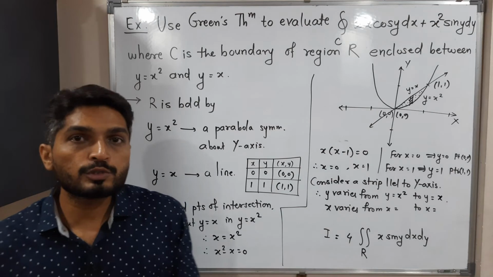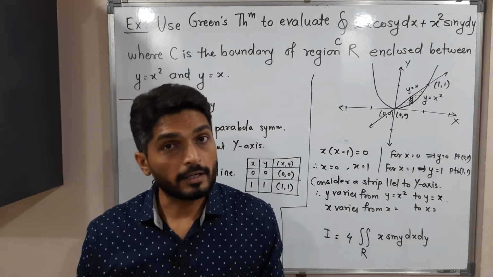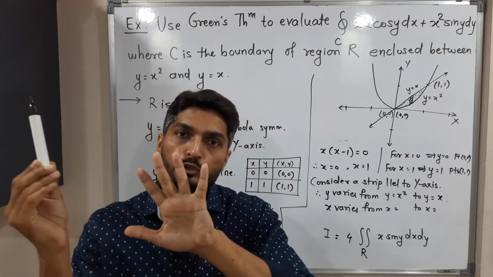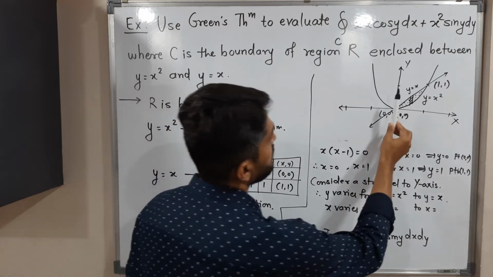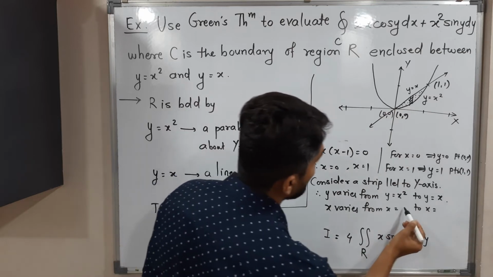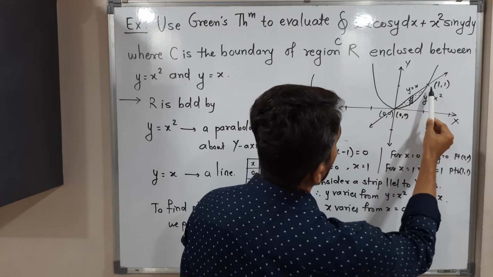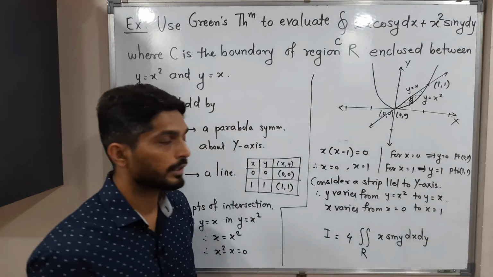After that, we have to move the strip from left to right. Our target is to cover each and every point of that region. We have to move the strip like this, so we should start the strip here, where the value of x is 0. The strip will move like this and go up to this point, where the value of x is 1. So in this way we got the limits.